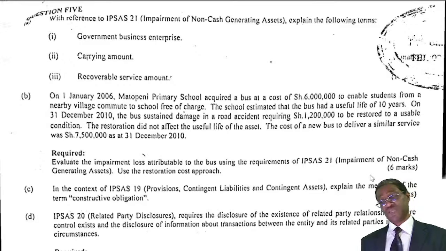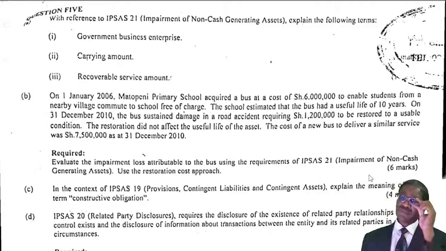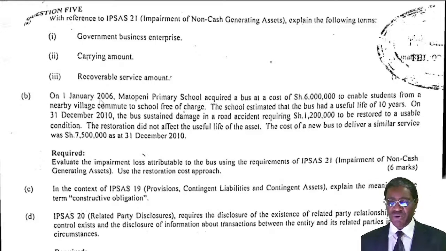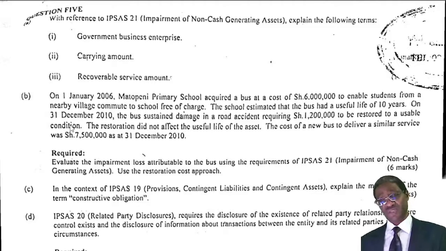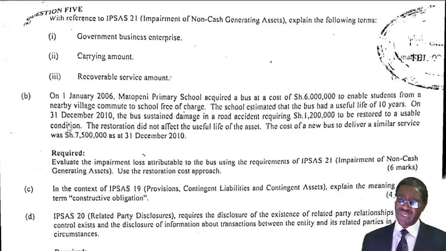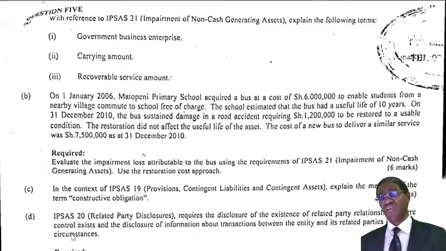Given 6 marks. First thing, you listen. We acquired this bus on 1st January 2006 at a cost of how much? 6 million. It had a useful life of how many years? 10 years. Come December 2010, something happened. That's the time we want to test whether it has suffered impairment. We are testing after how many years? From January 2006 to December 2010: 2006, 2007, 2008, 2009, and 2010. Those are 5 years. Good.